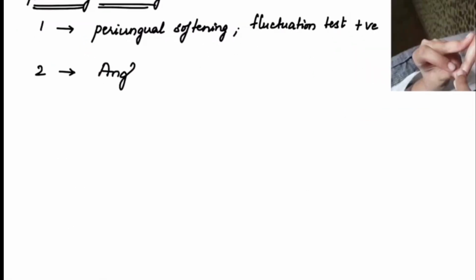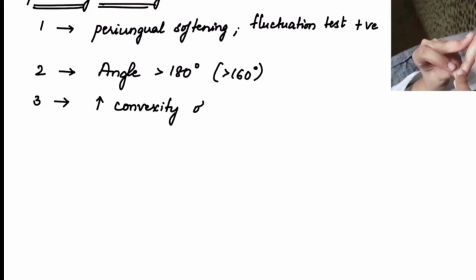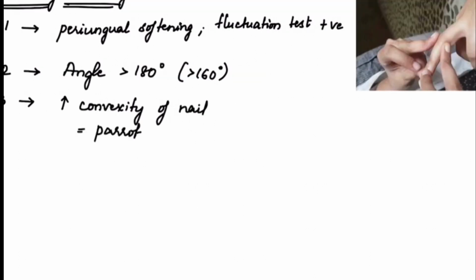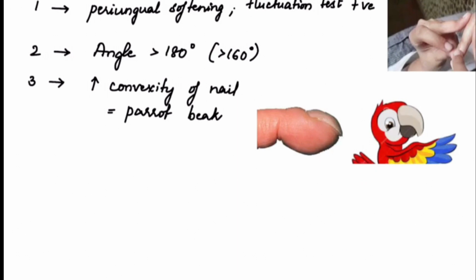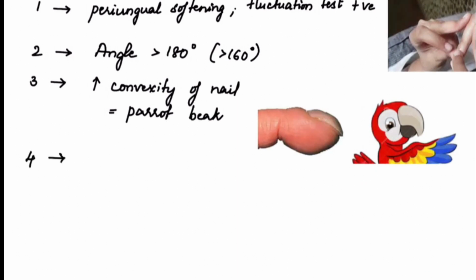Grade 2 is when the angle is increased to more than 180 degrees, and grade 3, some say 160 degrees also. Grade 3 is when there is increased convexity of the nail. So this is otherwise known as the parrot beak appearance. So the nail, because of increased convexity, it looks like the beak of a parrot. Next, the 4th grade is associated with hypertrophic osteoarthropathy.